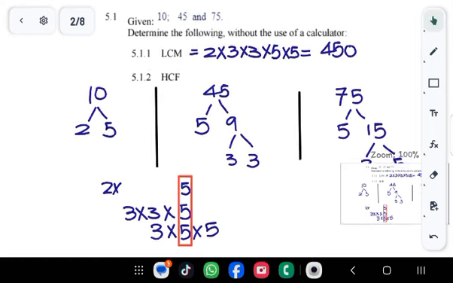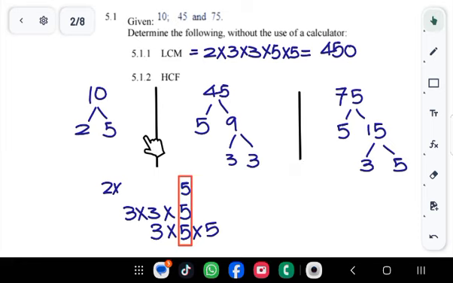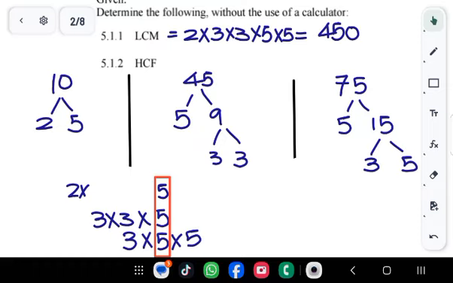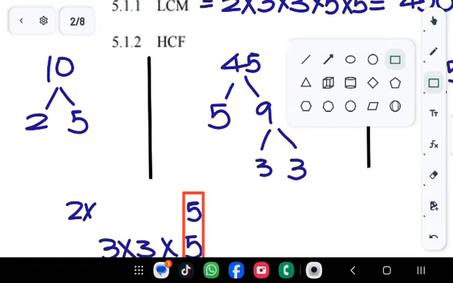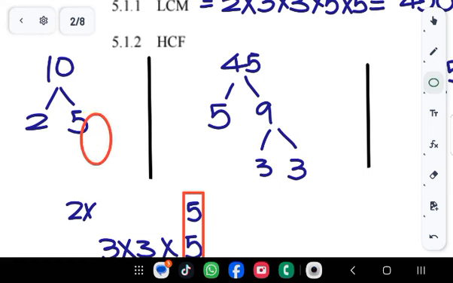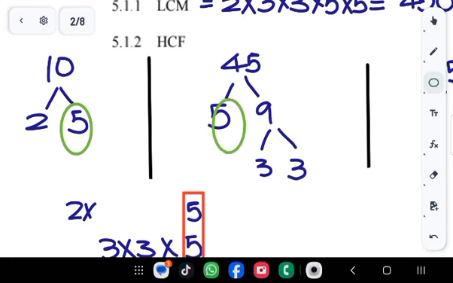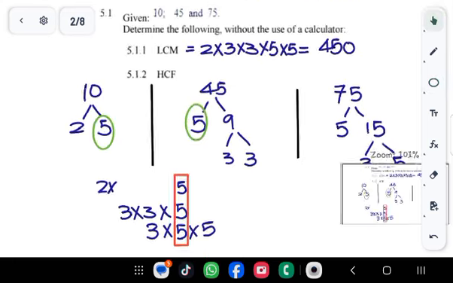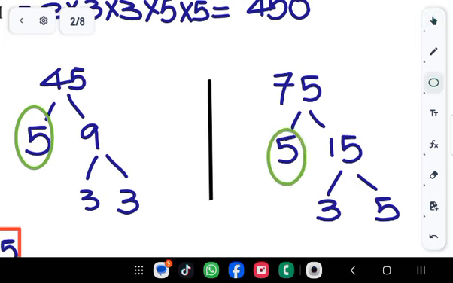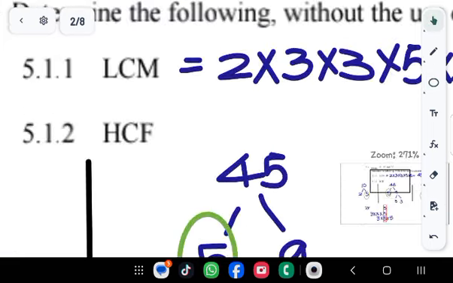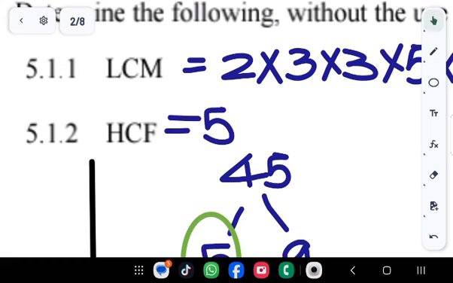Now the highest common factor is a factor that is common to all three, but the biggest that is common. 2 is not common to all. 3 is not common to all either, because it's only a factor for 75 and 45, not for 10. But 5 is common to all three. So 5, because it's the only one that's common to all three, it will also be the highest common factor. So let's put a ring around that. We're going to use a green one. So the highest common factor is 5. And that's how you find the highest common factor.